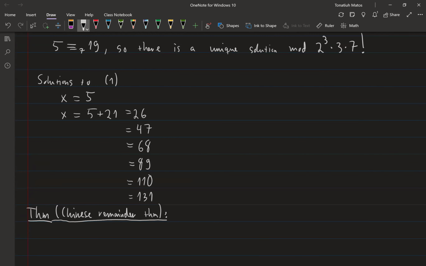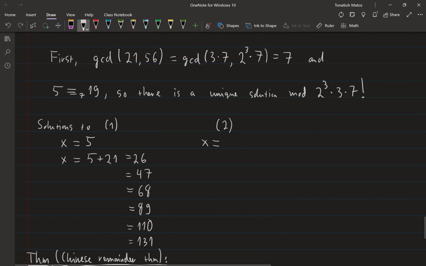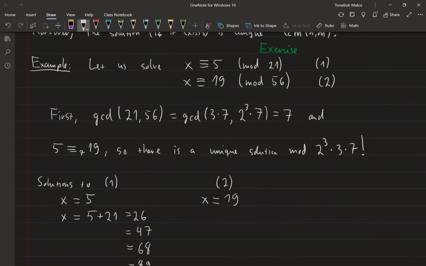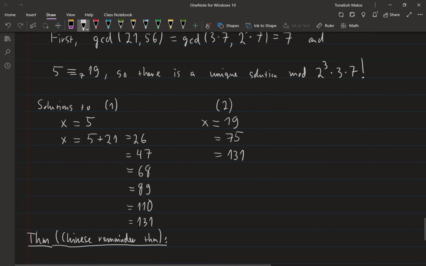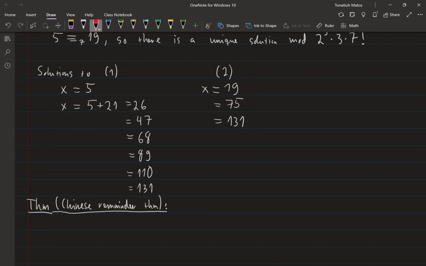What are the solutions to number 2? Well, 19 is, of course, a solution. 19 plus 56, okay, I'm regretting this already, is 75. And 75 plus 56 is 131. Okay, I did this the right way. Notice that I found a match. I found a number that is a solution to both congruences at the same time. So that must be the only solution, mod the least common multiple.